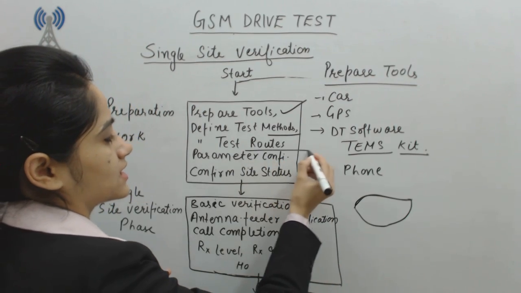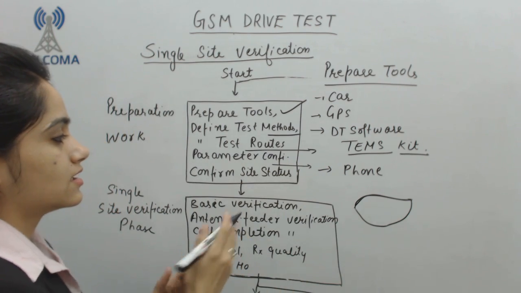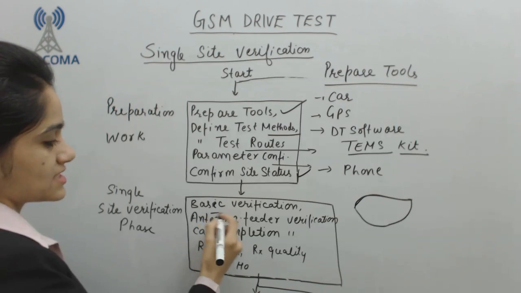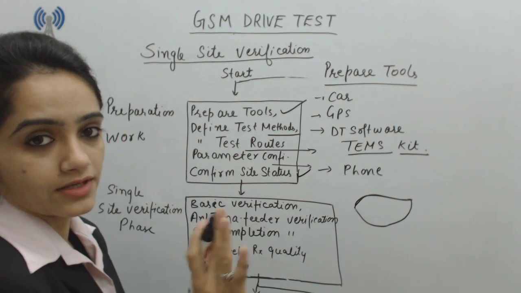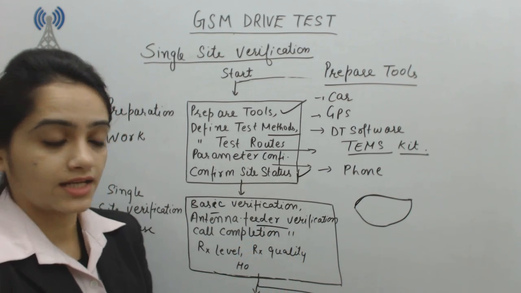So after that we are checking the parameter configurations. There are 3 TRX cards. Site status: where is the site? So for basic verification, we are checking that the hardware is okay, the power supply is okay. We are checking antenna feeder connections.